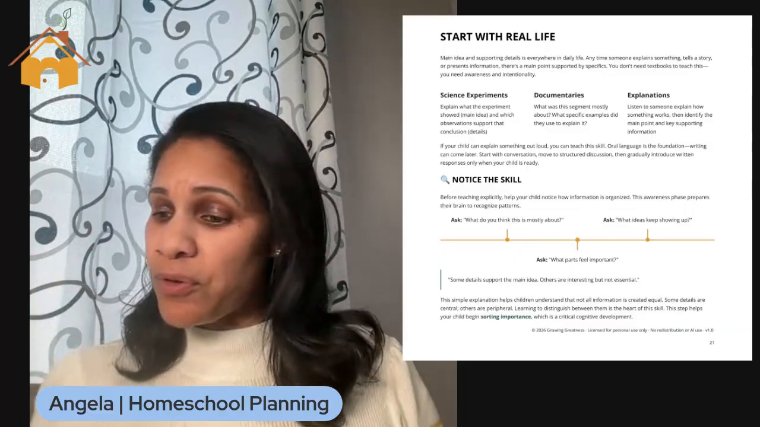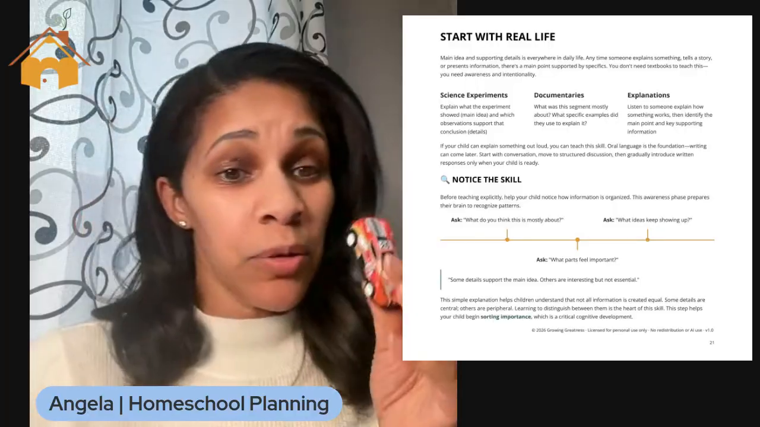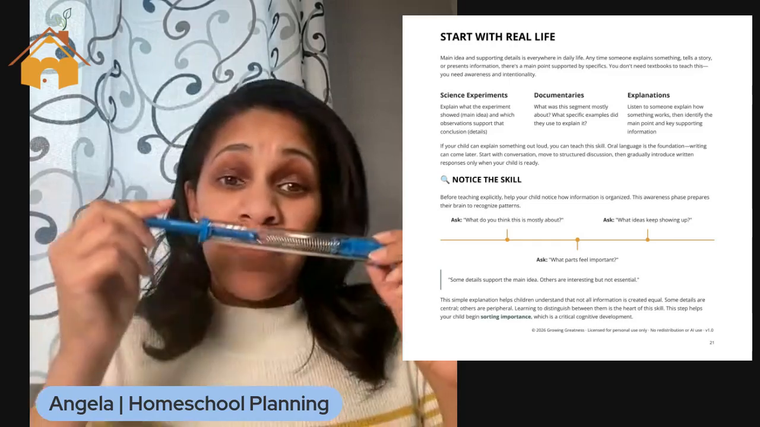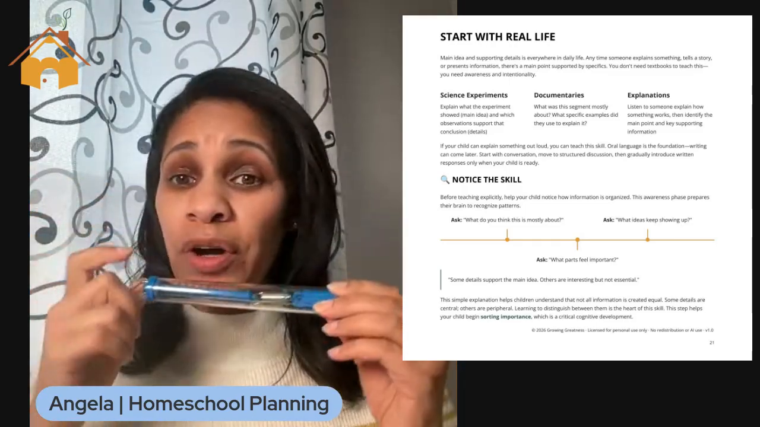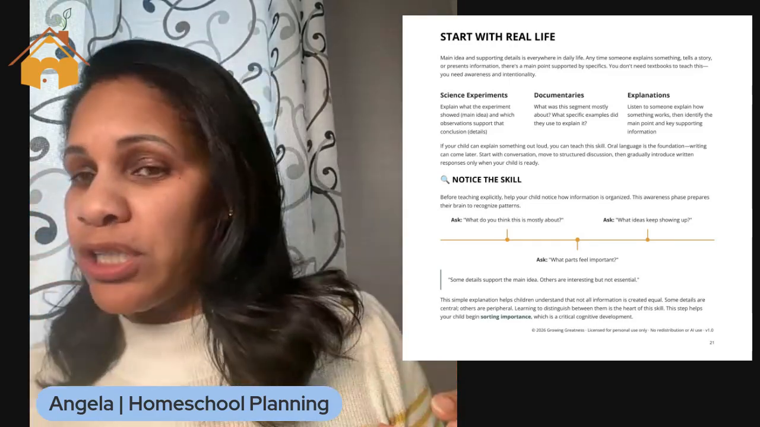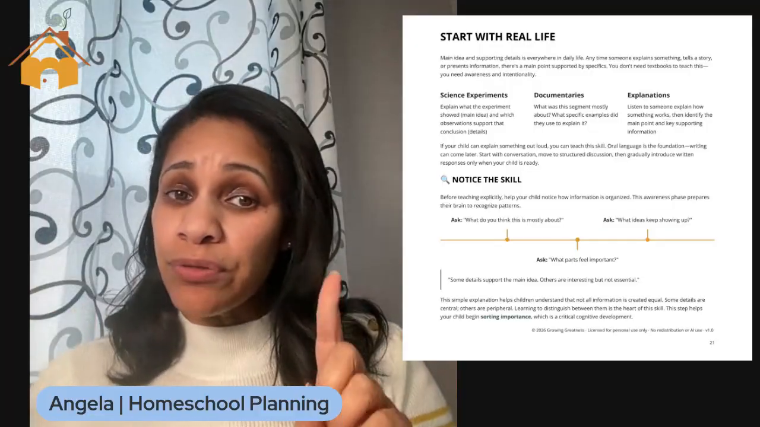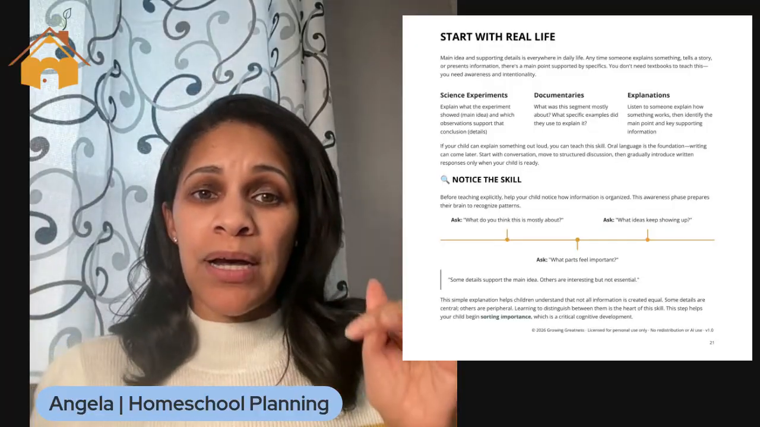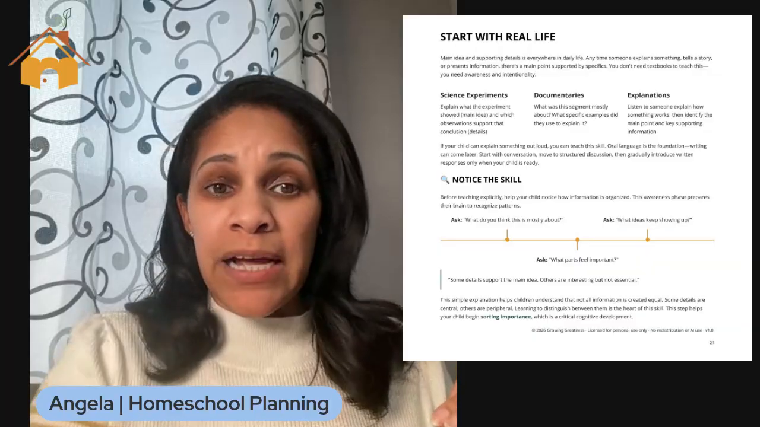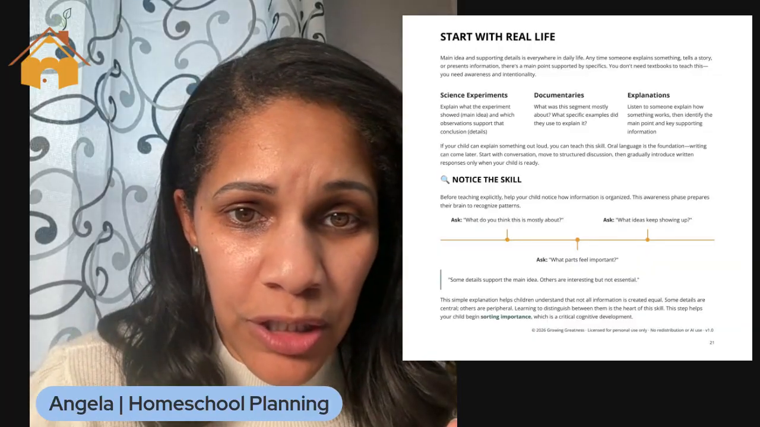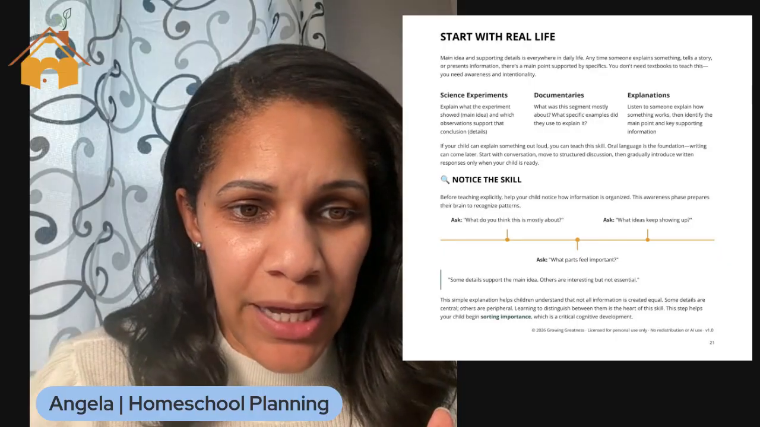So for forces in motion, we have some little mini cars that we're going to use, and we have some of these that we're going to use. So we're going on day one for the notice the skill. I am introducing not just the reading skill, but also my science lesson on forces in motion. I'm going to share with you the first thing we're going to do on day one, which is going to be Monday.